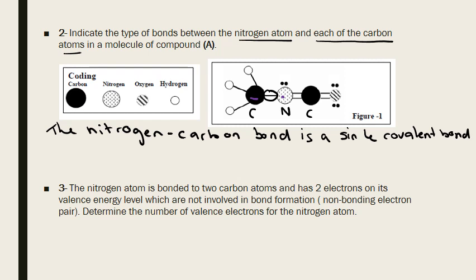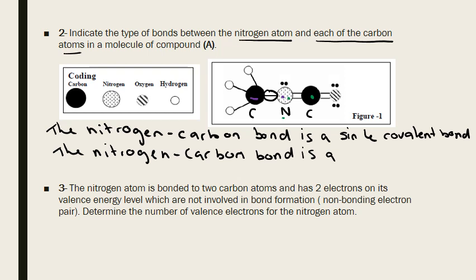Between this nitrogen and this other carbon, we can see there are 2 lines. So the nitrogen-carbon bond here is not single, it's double. Here it's a double covalent bond.